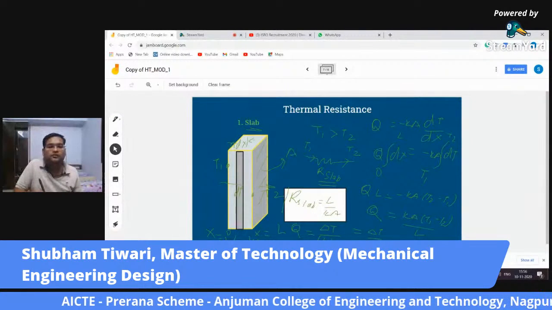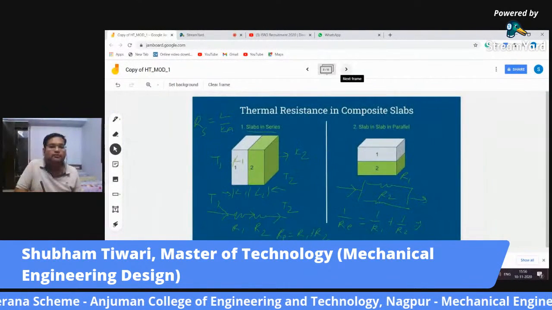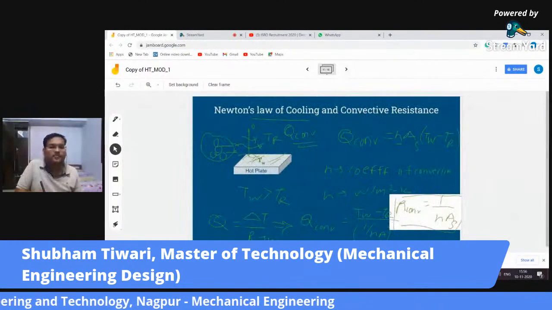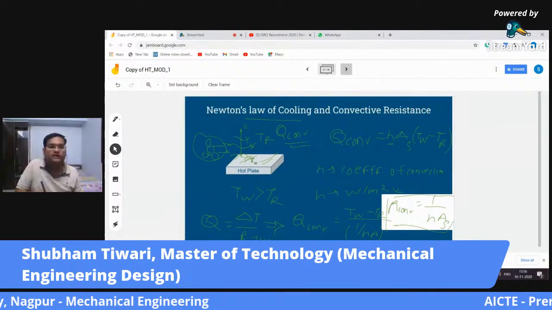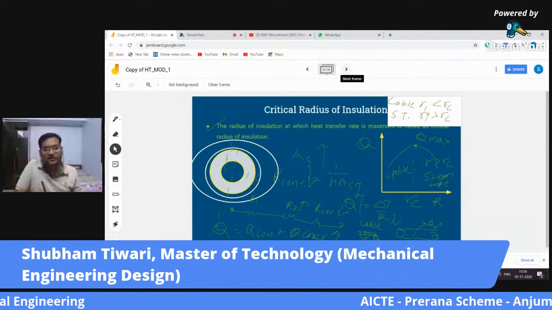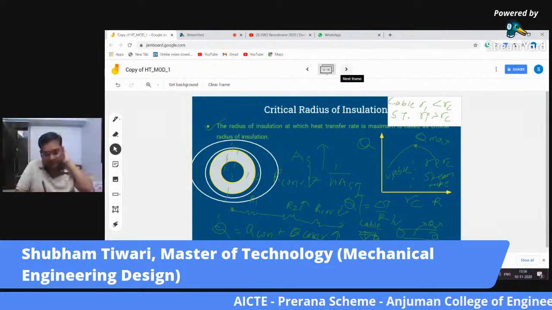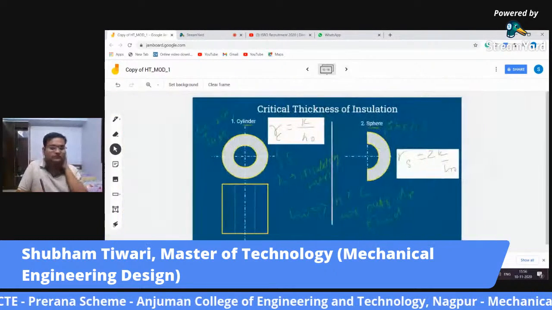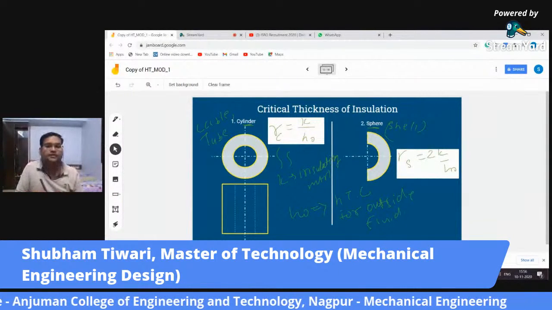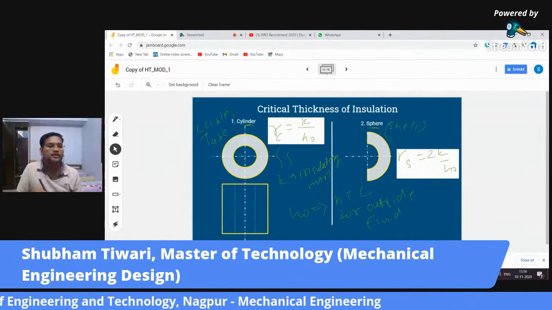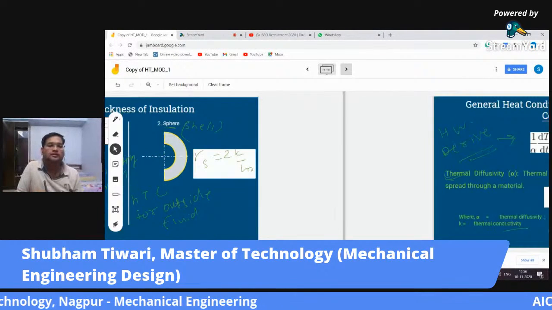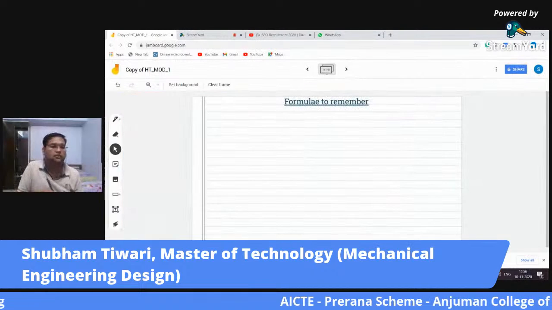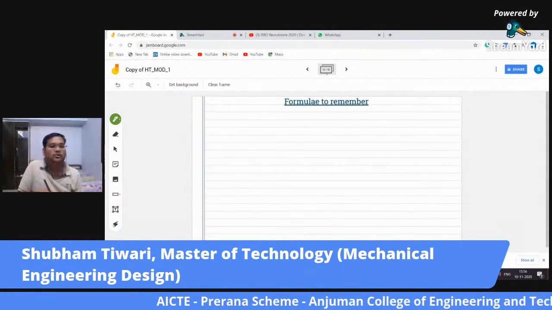Then the thermal resistance of slabs, cylinder, sphere, then convective resistance, followed by the concept of critical radius of insulation. So this was our catch out of it. Then we had critical thickness for cylinder and sphere as well, followed by general heat conduction. So we will just write down these formulas quickly.